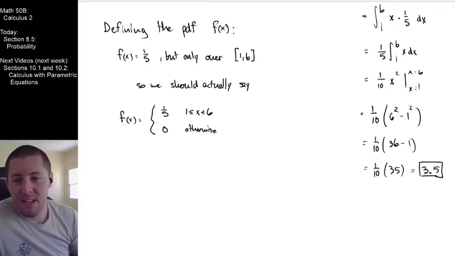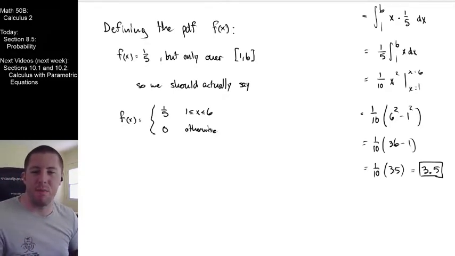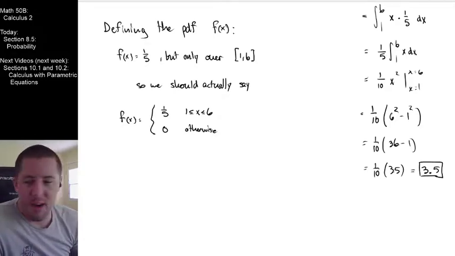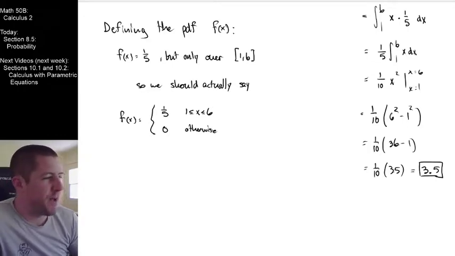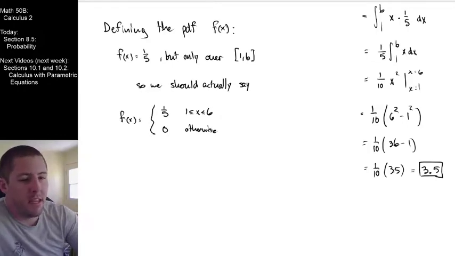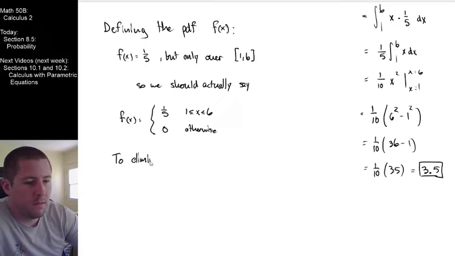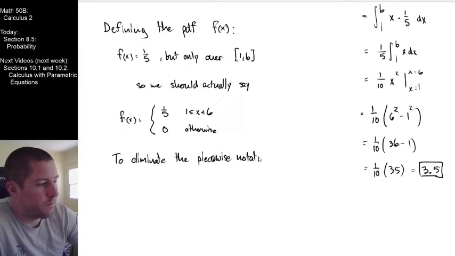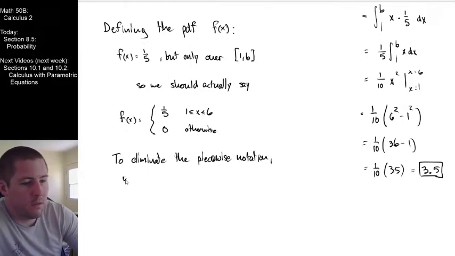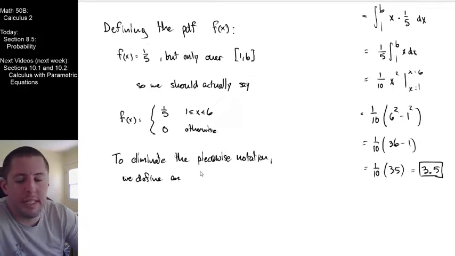But that kind of sucks. It's not like there's a branch of math where people define literally everything as a piecewise function. Everybody knows that piecewise functions are a little bit obnoxious out there. So to eliminate the need for a piecewise function, we define an indicator function. And this is a really simple, really neat idea.